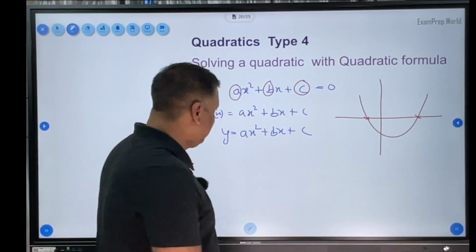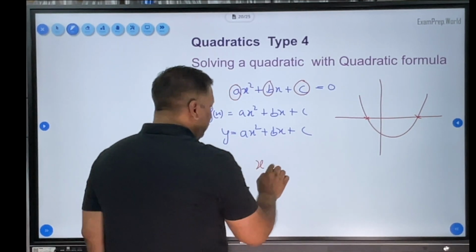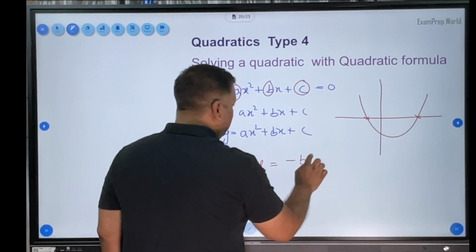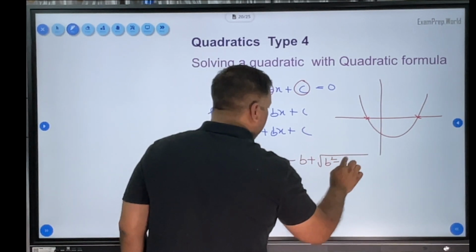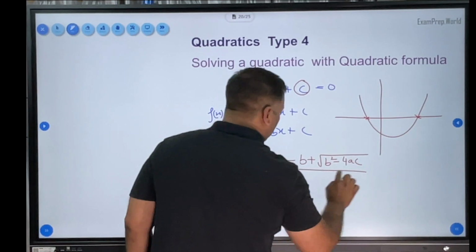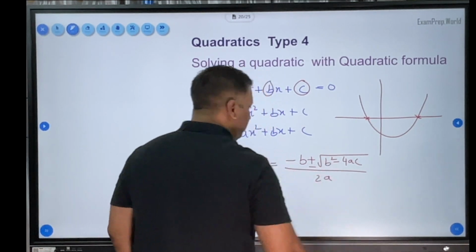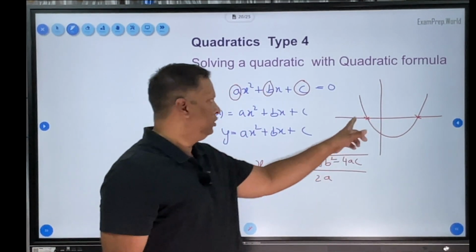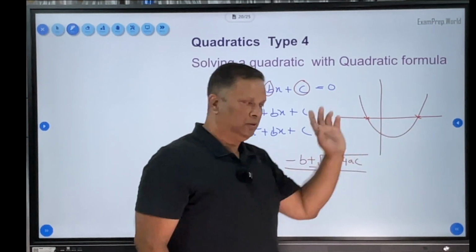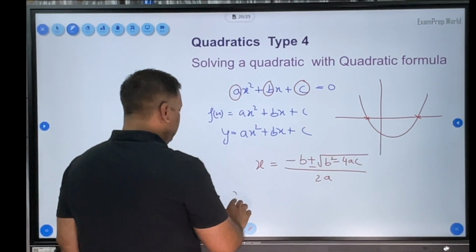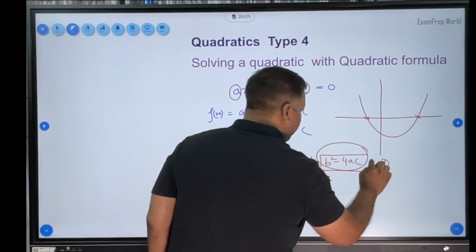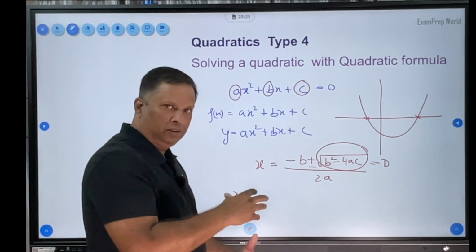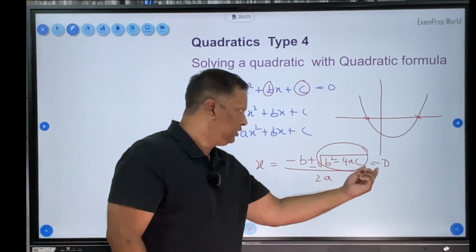Let's write the formula itself. X value will be minus b plus or minus root of b square minus 4ac over 2a. It is plus and minus because x has two values, this one and this one, right? So I can write x, and what is this for us? This is d for us. So I'll write the shortcut. Instead of writing such a big thing, I'll just use d.